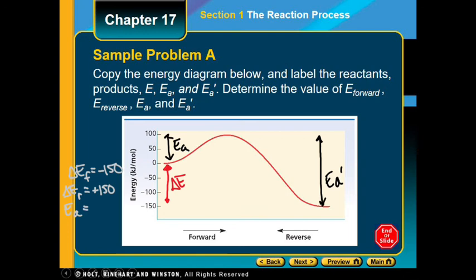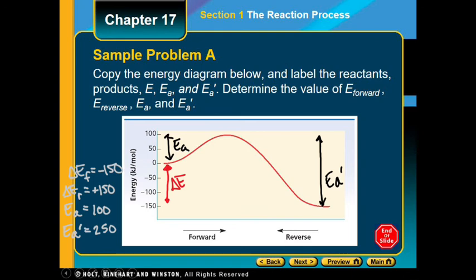EA looks like it is going up to the 100. So that is your energy of activated complex minus energy of reactants, which would leave us as an answer of 100. And then for EA prime, it's energy of activated complex, which is 100, minus the energy of products, which is negative 150. So if you take 100 minus negative 150, you get a positive 250 as your answer for EA prime.